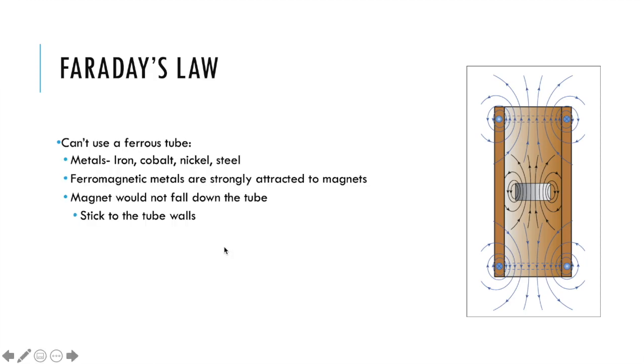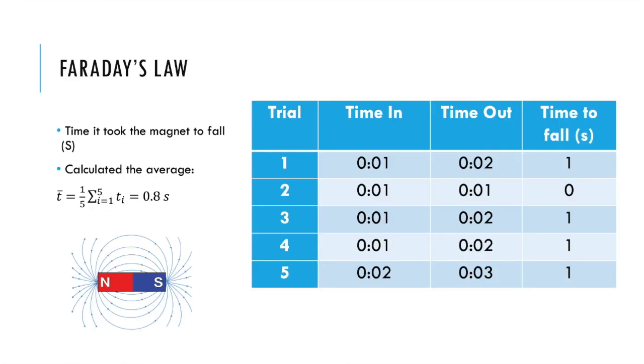As well, we can't use a ferrous tube such as iron, cobalt, nickel, or steel because these metals are strongly attracted to the magnet, which means that the magnet would not fall down the tube, but rather it would stick to the tube walls. Then I recorded the time it took the magnet to fall down, and we have 5 different trials: the time it went into the tube and out, and then the time it took to fall. Then we calculate the average based on all these values.